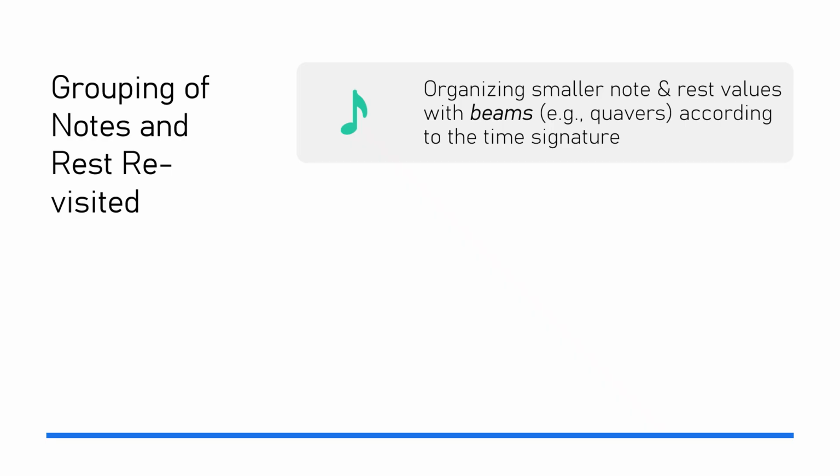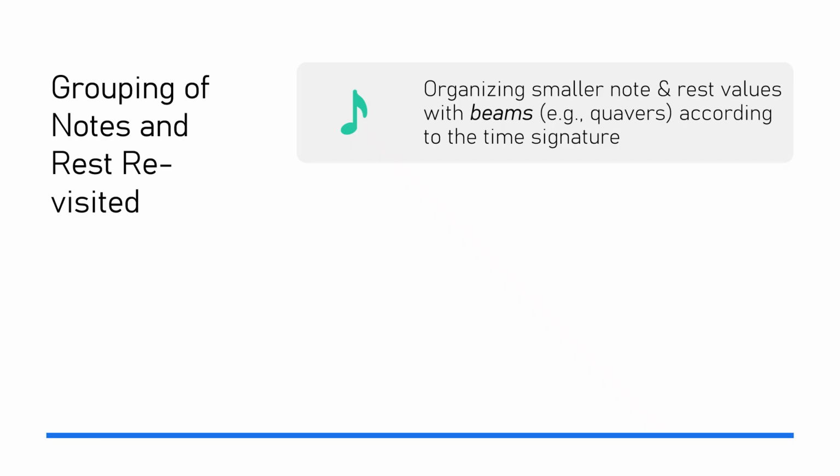There are rules guiding how those beams are grouped, and those rules are determined by the type of time signature the notes possess. So that's why another way of talking about grouping of notes is also beaming of notes. You beam notes together as well as rests together according to their time signature structure.